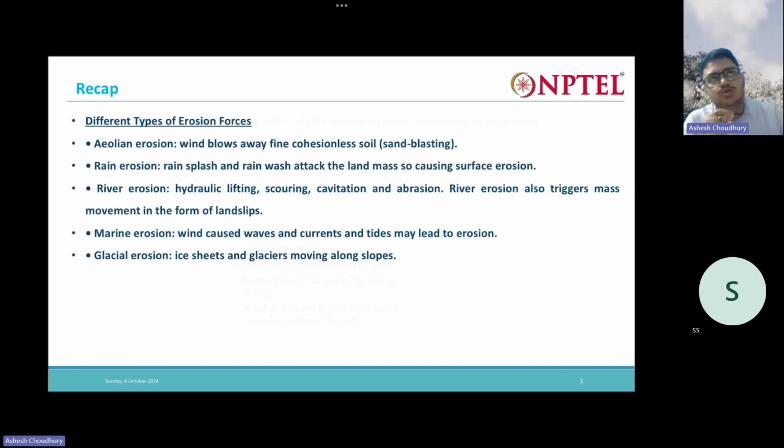Glacier erosion. Glaciers are huge deposits of ice that have been accumulating in a place for thousands of years. That ice flows very slowly because the glacier is heavy, and when the glacier flows, it also carries soil with it. So glacial erosion is also a big factor.